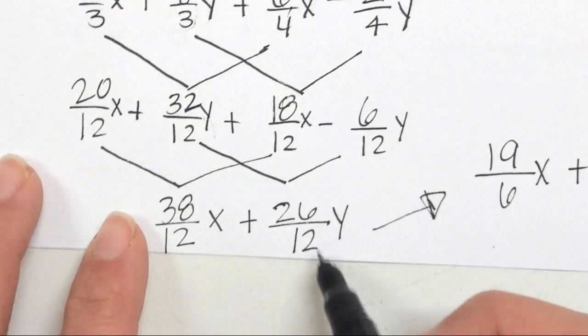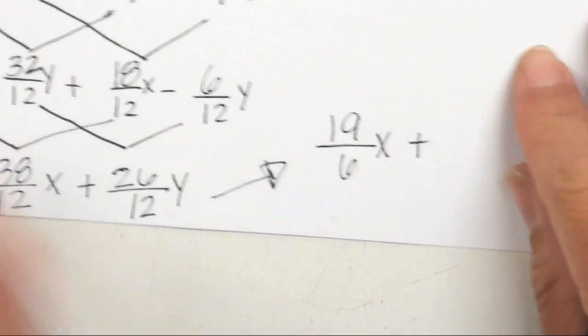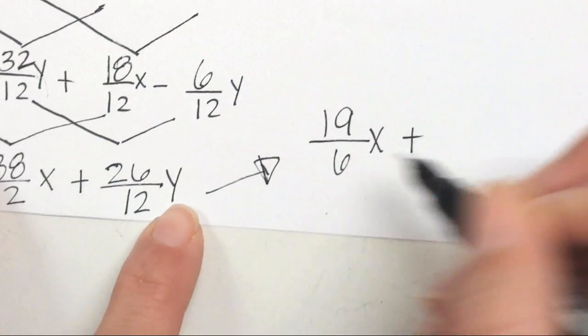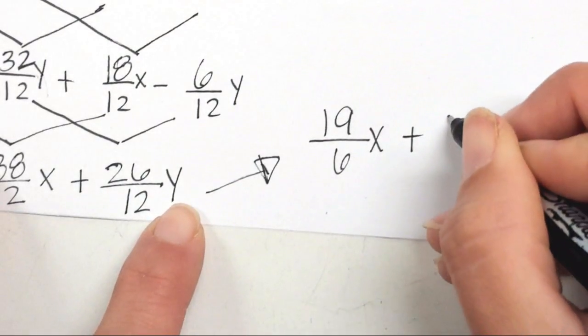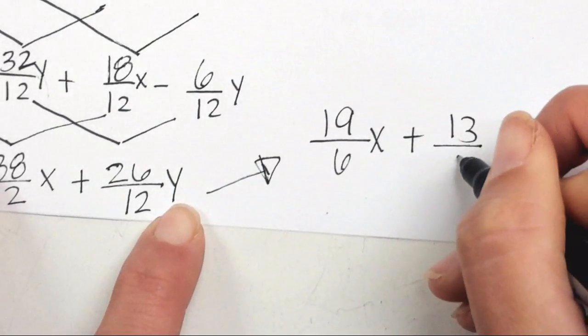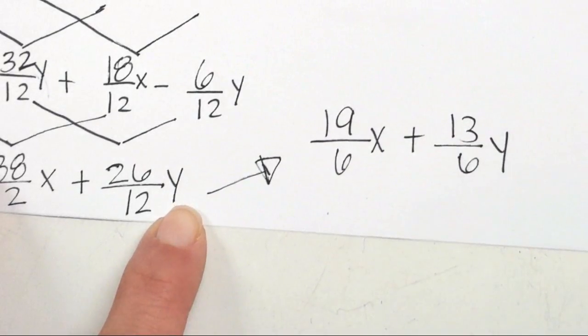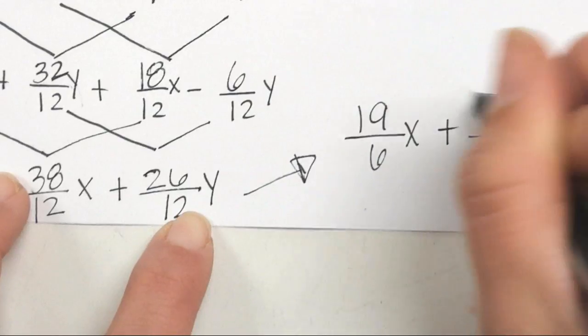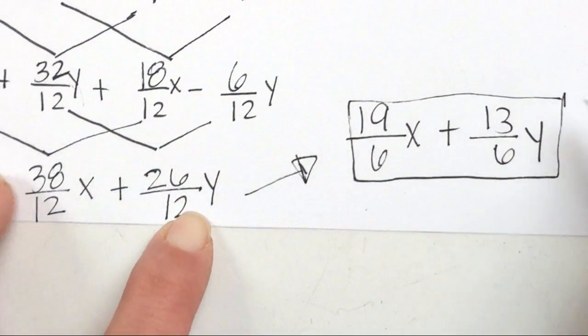And both of these have what in common? 2. So what is 26 divided by 2? And 12 divided by 2? Very good. That's it. Any questions about how I simplified that?